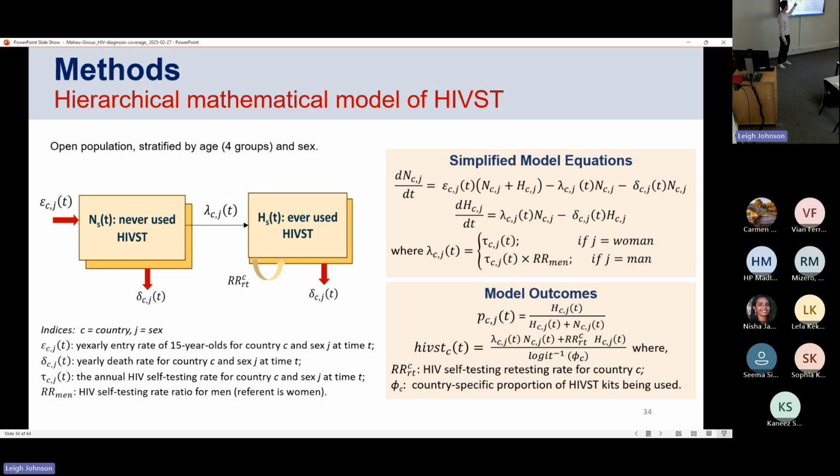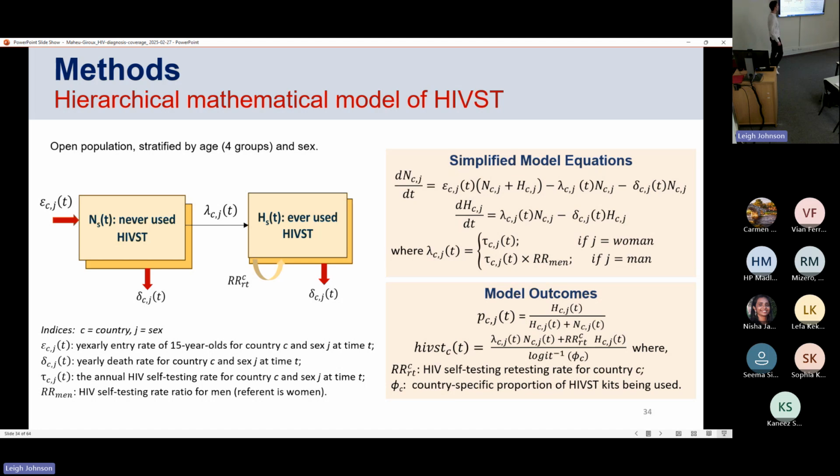We also assume that if you've ever used an HIV self-test, you could be more likely to use it again. That's based, for example, on some countries having a program of HIV self-test distribution to specific key populations. Once they receive it and they like using it, they could be more likely to use it again. And the model is stratified by sex and also by 4 age groups. These are just simplified equations; I won't go into detail about them.